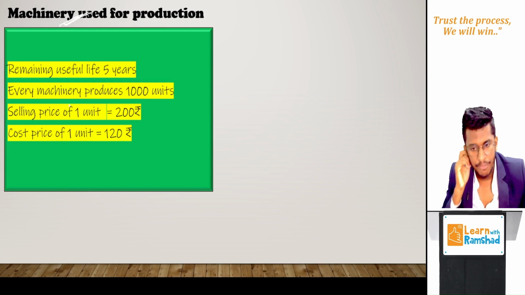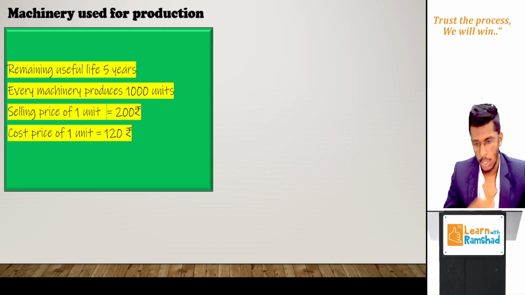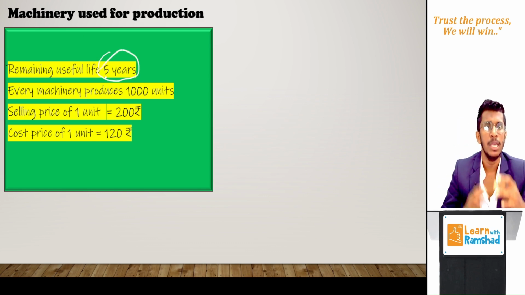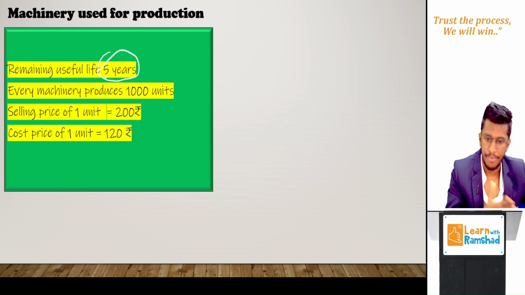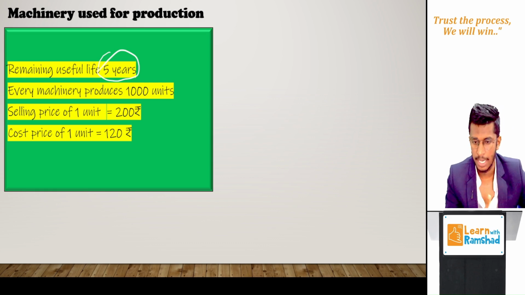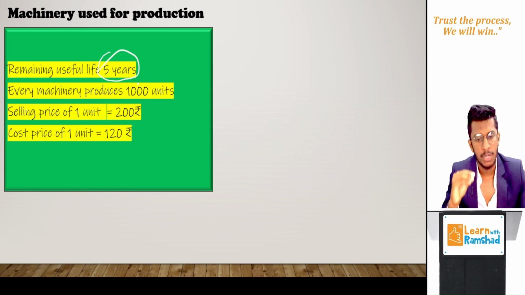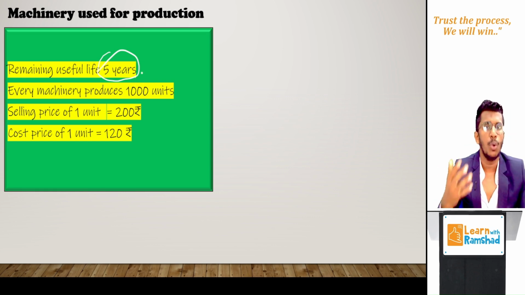Remember, we have a machinery which is used for production. On the date of checking, we have a remaining useful life of 5 years. That means you can use this asset for the remaining 5 years. That is the estimated remaining life. And every year this machine produces 1,000 units. Just imagine, every year this machine will give you 1,000 units of output.